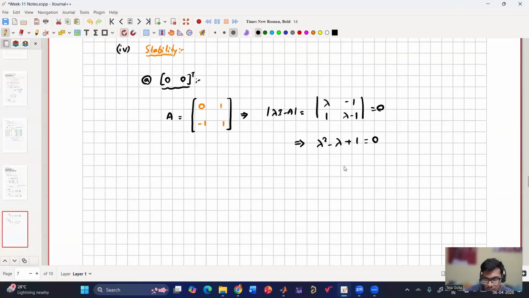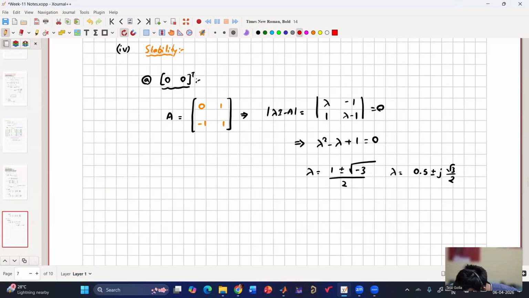So if I calculate lambda, I'll get lambda equals minus b plus or minus square root of b square minus 4ac, divided by 2a. So clearly you can see that it is 0.5 plus or minus j root 3 by 2. So there is RHP poles because eigenvalues correspond to poles. So we can see that there are clearly poles, or eigenvalues, on the RHP side. So it is unstable.